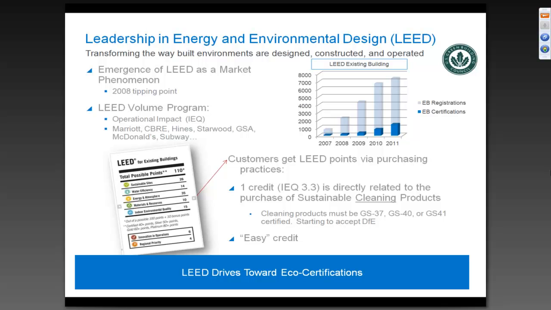On the left, there's kind of a scorecard of the possible points, and this is for LEED 3, because I think LEED 4 has just come out. You can get LEED points for indoor environmental quality, and it's directly related to the percentage of purchase of sustainable cleaning products, for example. So if you're trying to get your property LEED certified, why wouldn't you just say, hey, I'm going to buy some eco-certified products and get those points? So that's been a pretty significant driver for eco-certification.